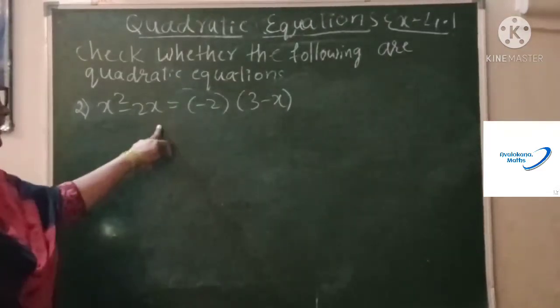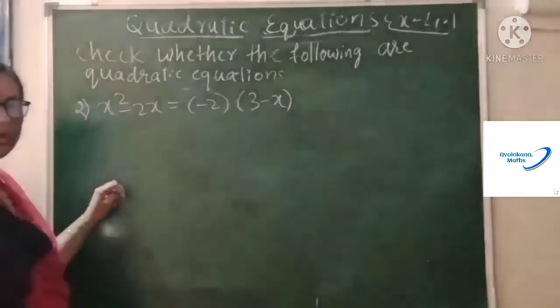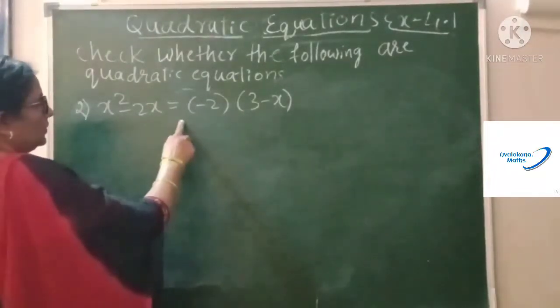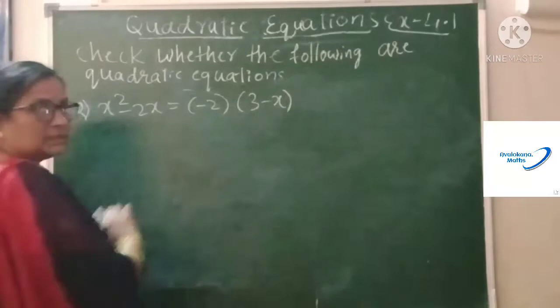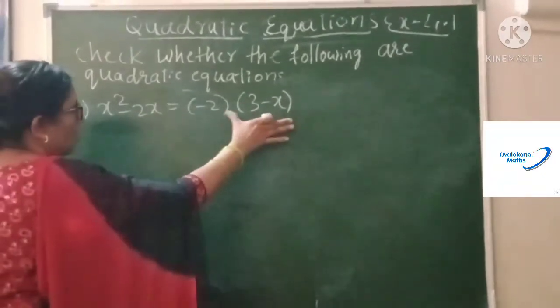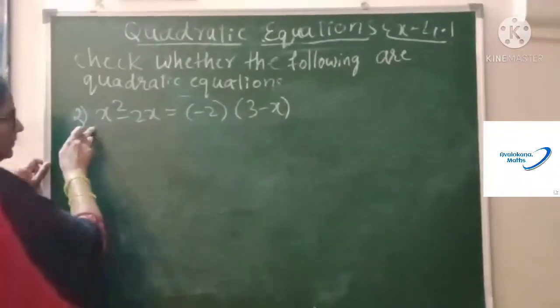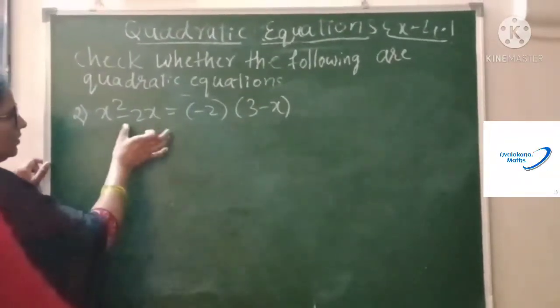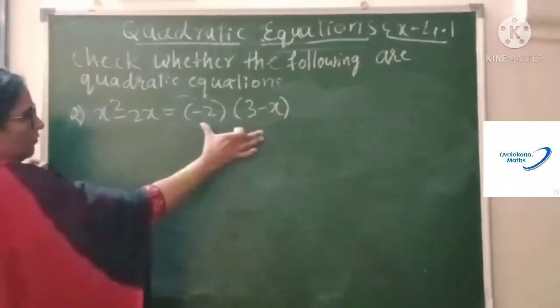Okay, the second question from exercise 4.1 is x square minus 2x is equal to minus 2 into 3 minus x. How to proceed with this one? There is no whole square, only simplification of the RHS we have. In the LHS we don't have anything to simplify because it is already in simplified form. Now we will simplify this one.